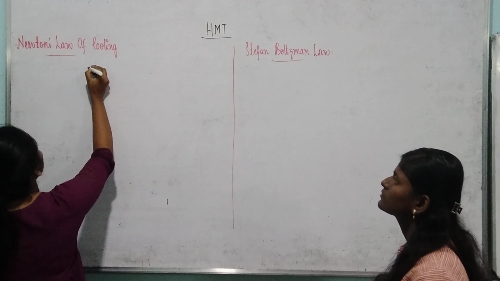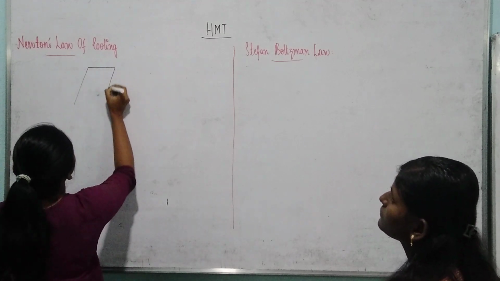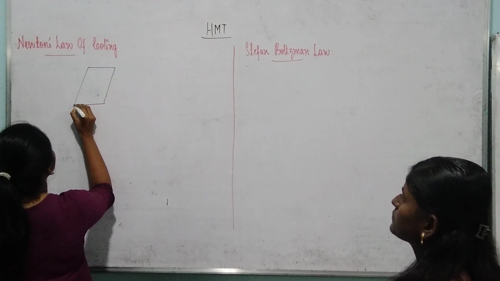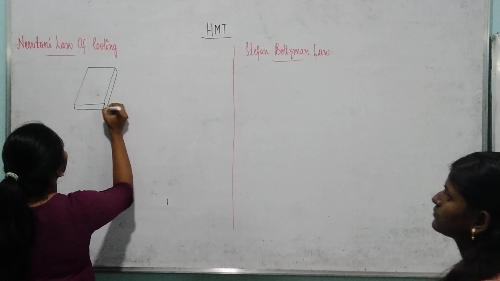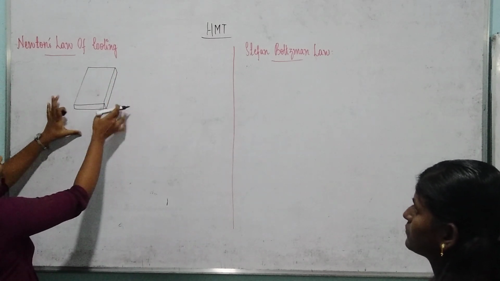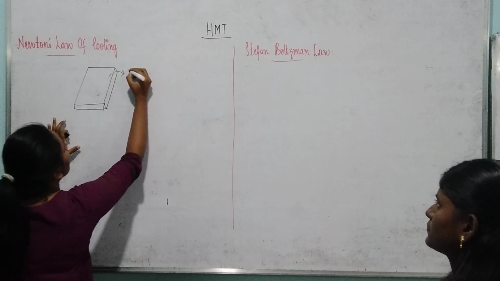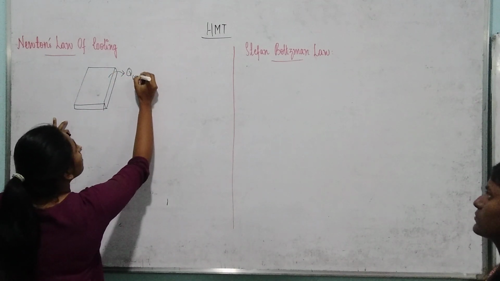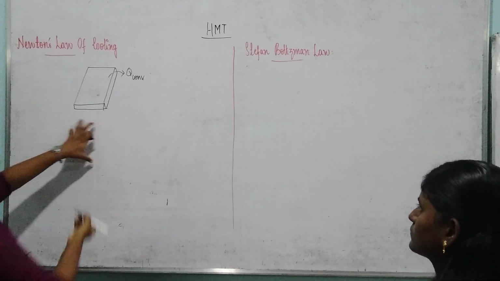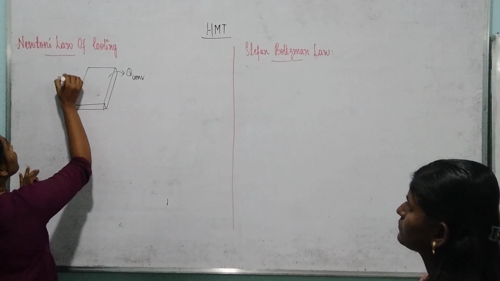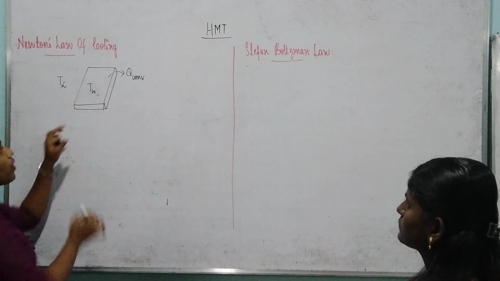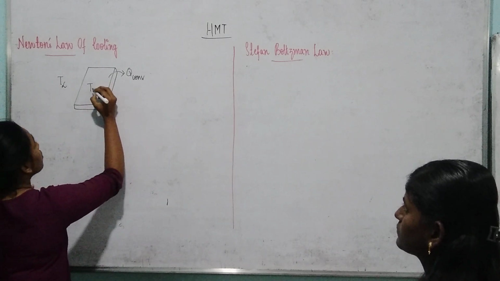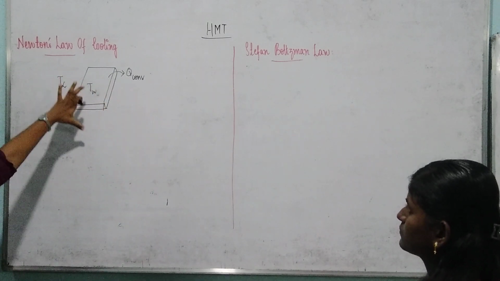So we can consider a body. When you consider this body, convective heat transfer occurs in this body, and the temperature of the air is T alpha, and the temperature of the surface of this body is TW, that is the wall temperature of this body.